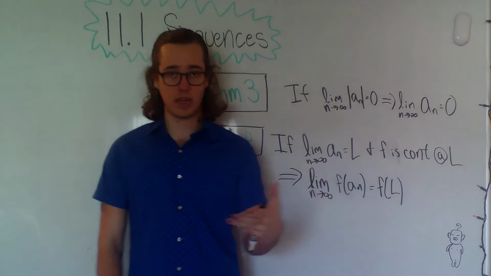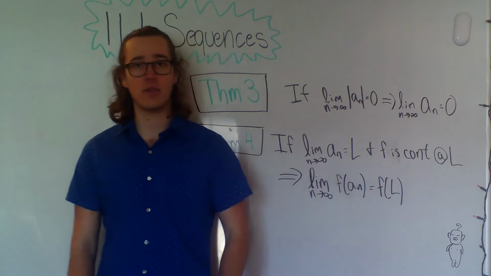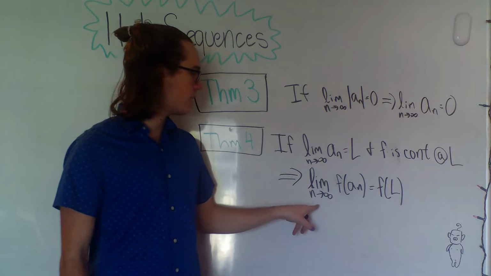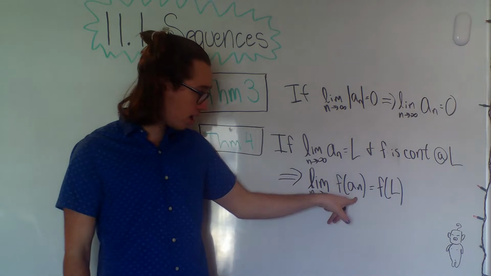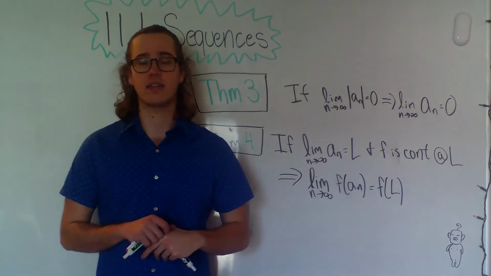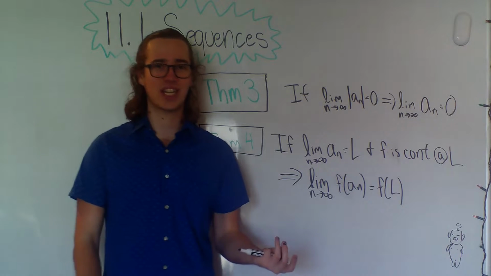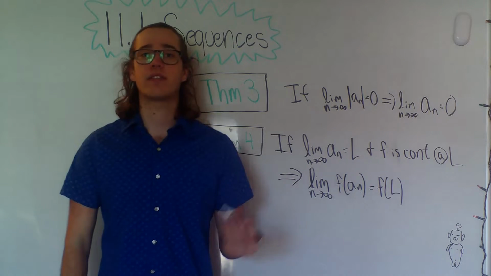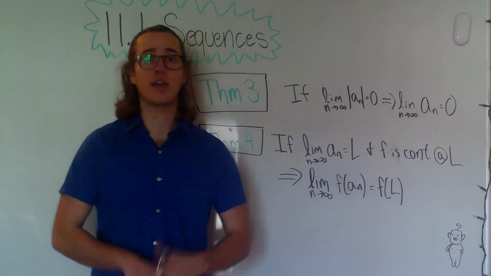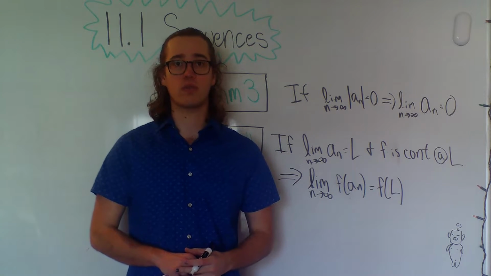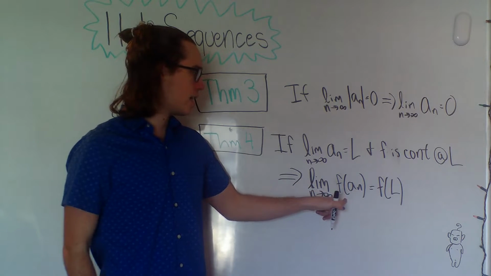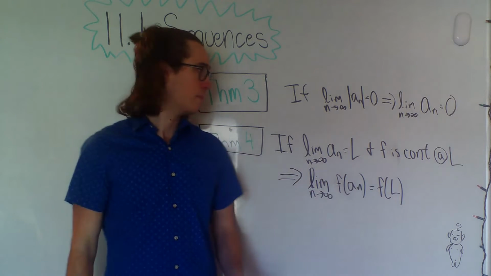Theorem 4 states that if the limit as n approaches infinity of a sub n equals L, and the function f of x is continuous at L, then the limit as n approaches infinity of f of a sub n is equal to f of L. Essentially, this is saying that the composition of limits still gives a limit. You don't have something like the chain rule that you have to do if you were taking the derivative of a composition function. It will just be the same.